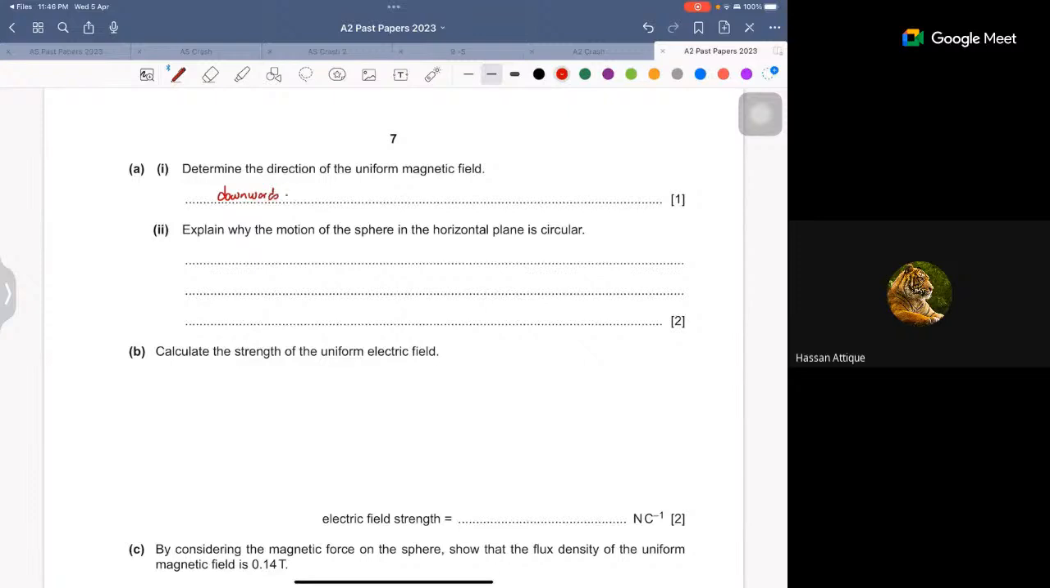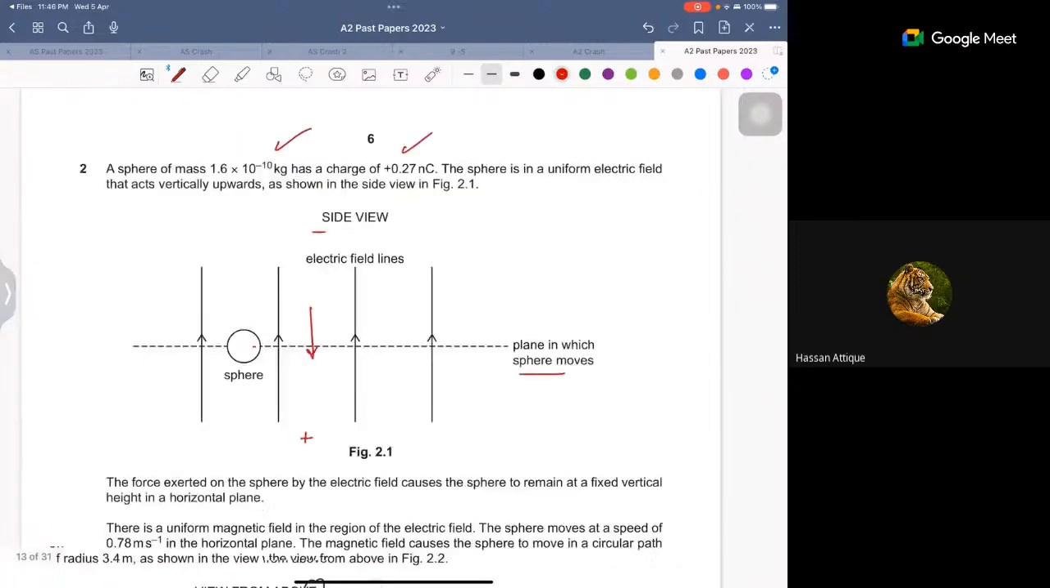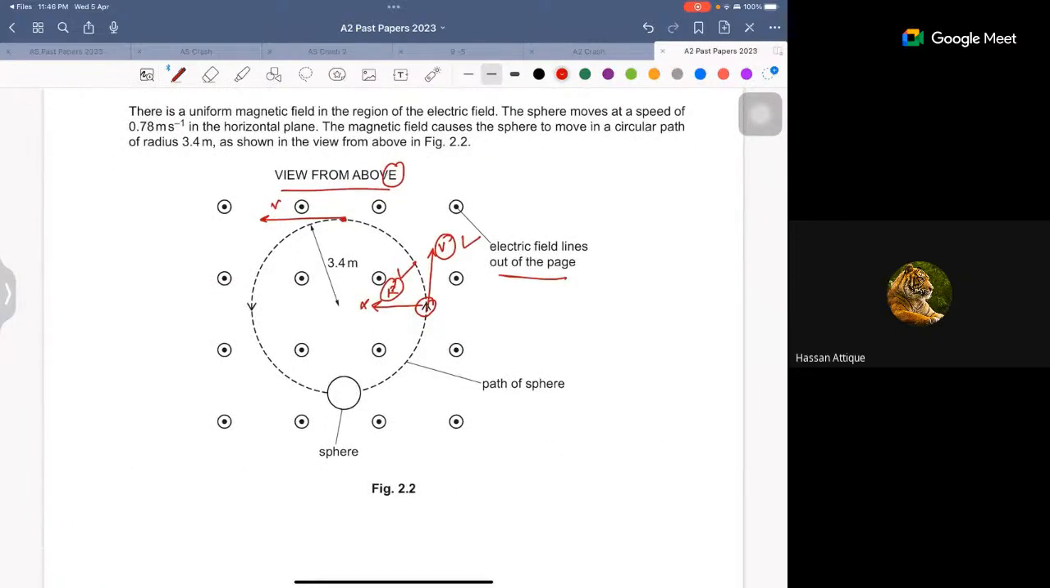Okay, please do not write, I said, into the page. Is that fine? Into the page with respect to figure 2.2. If you write this, I think they will accept it. But because they've given you above, you should write downwards then.